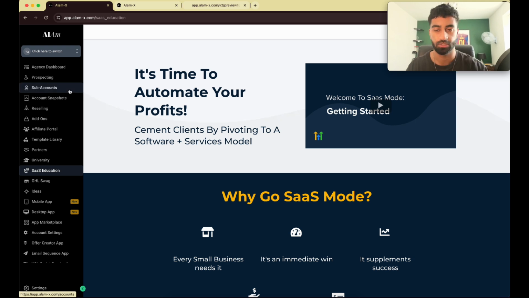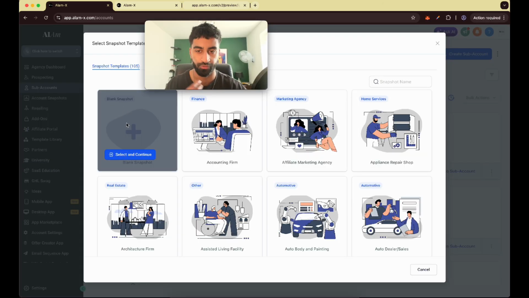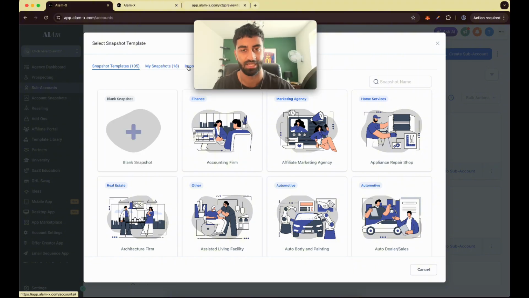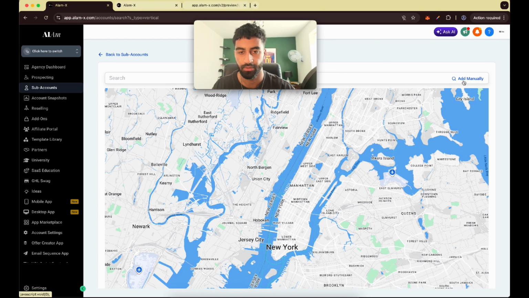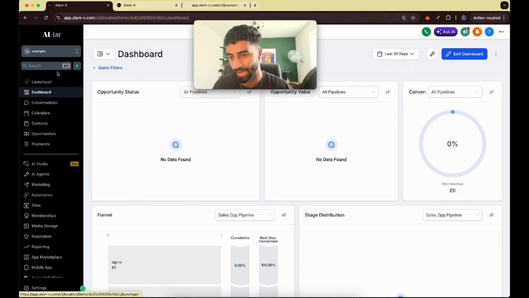So let's create your sub account. Press create sub account on the right, and then you can start from blank, or if you've got my snapshots, you can just press import snapshots and import mine. But let's just go for blank. And then press add manually, and then fill this out with your information. And then you'll be in a tab like this where you've got sites, automation, marketing, etc.